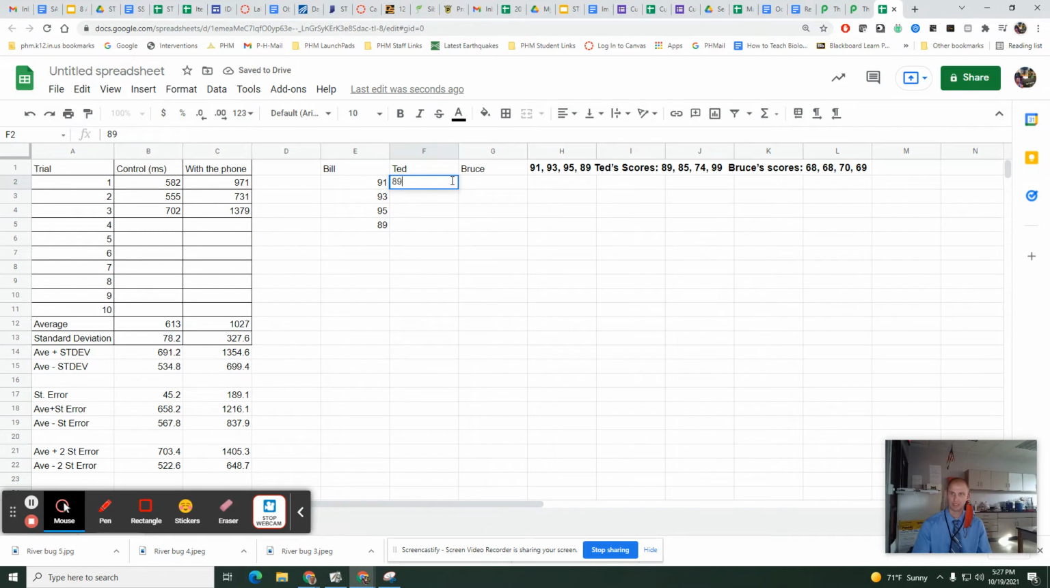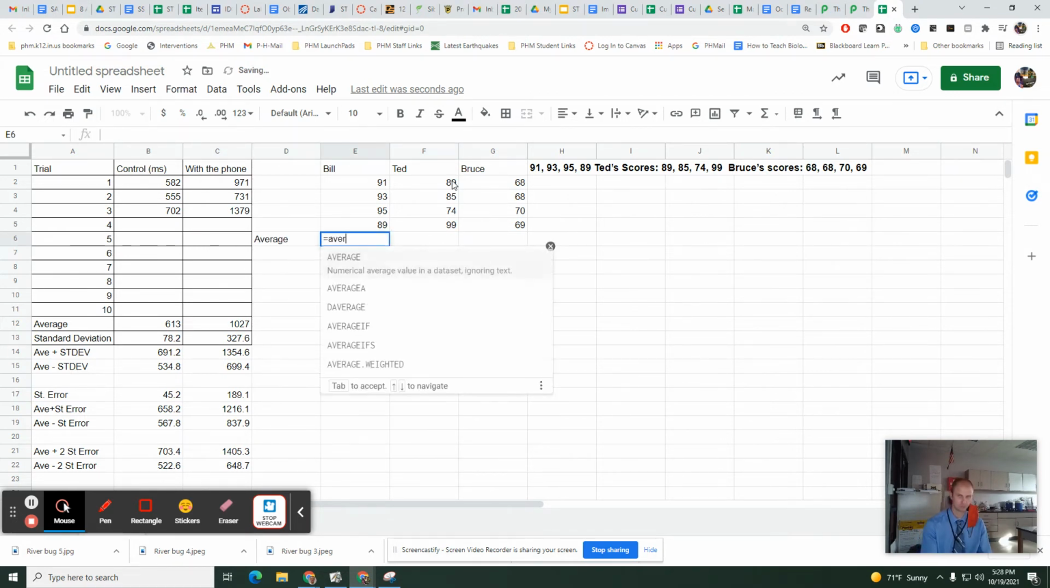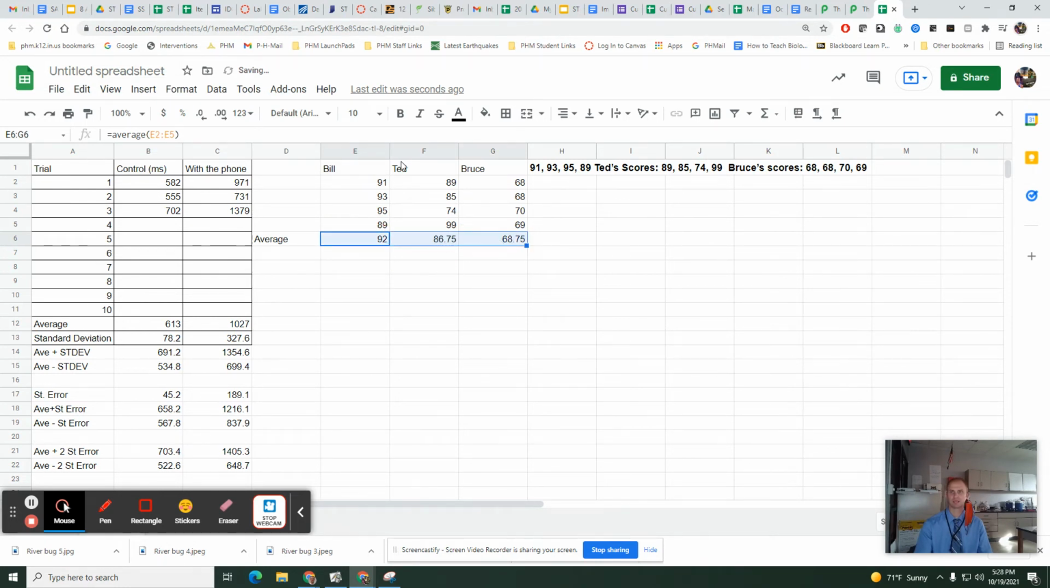Ted, 89, 85, 74, 99. Bruce, 68, 70, 70, and 69. Okay, so you find the average for all those people. Got it. Highlight those. There's the average, 92, 86, 68. Okay. Then we find standard deviation. That's equals STDEV. I'll highlight those 4 for each person.